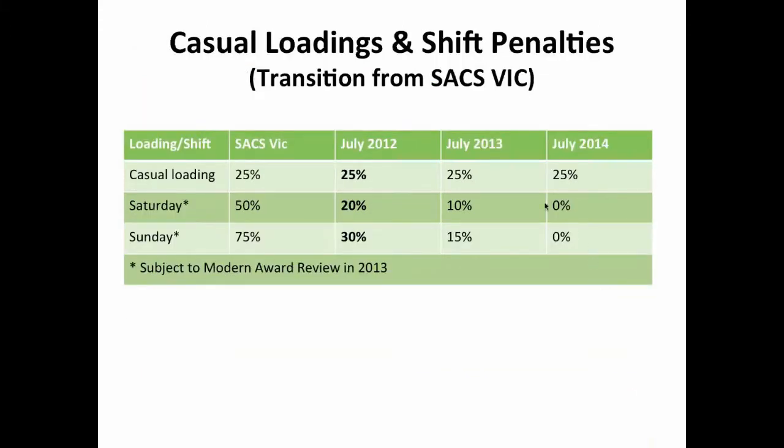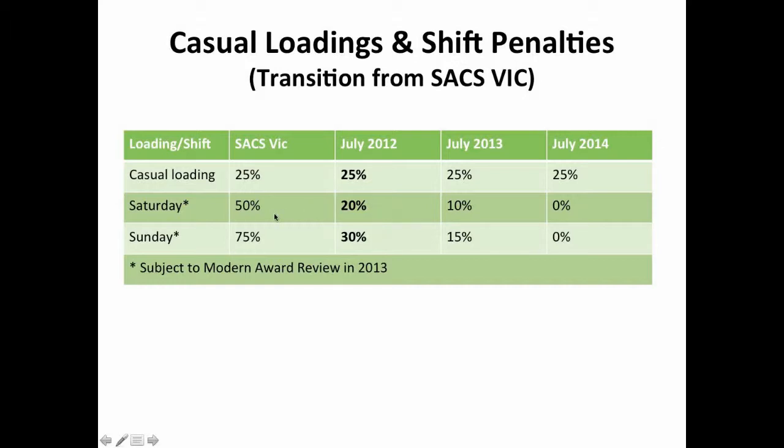In terms of casual loading, and when we talk about casuals, we're talking about true casuals, so those people that you ring in on an irregular basis. Casual loading was always 25% here in Victoria and is still 25% in the modern award, so we'll continue to apply that 25%. Currently under review is weekend loadings for casual. The modern award, as it stands today, doesn't provide for a weekend loading for casuals.